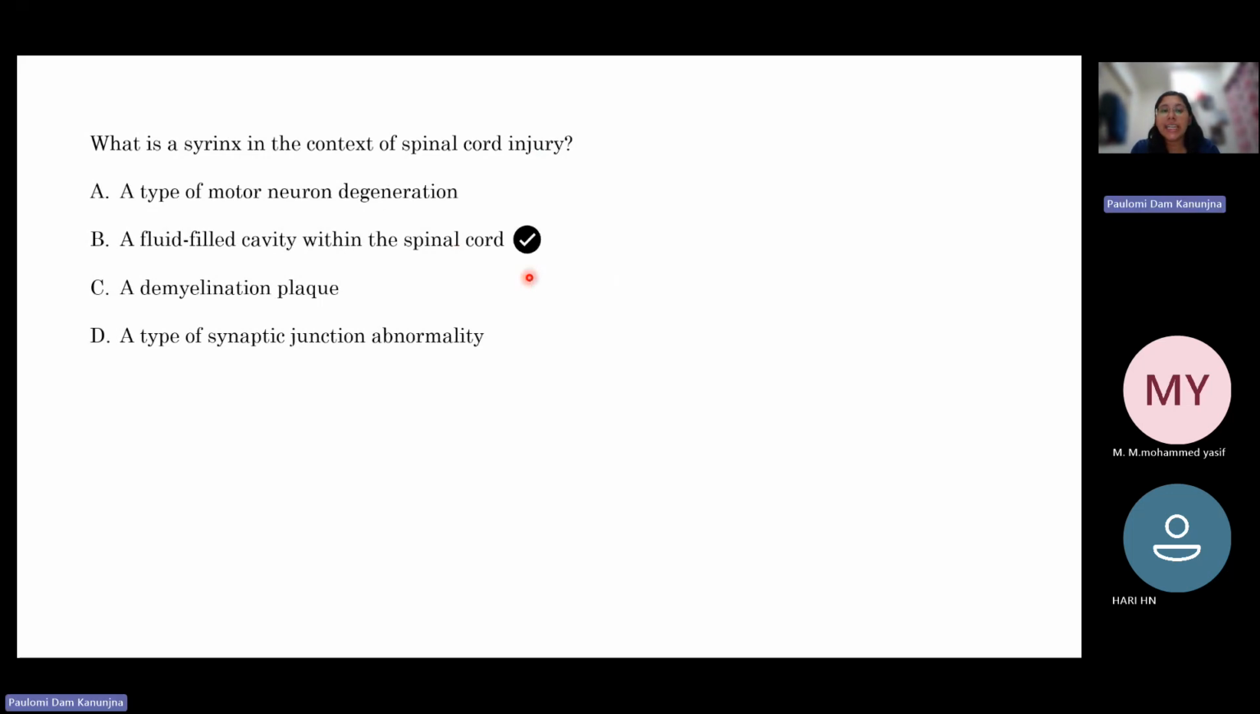Yes. It is a fluid-filled cavity within the spinal cord. So basically, along with all this inflammation, there will be a fluid cavity, a cyst. It's a cavity which is trying to protect the spinal cord from further damage. So you have this syrinx formation also, with a lot of cells which are taking part in damage control.